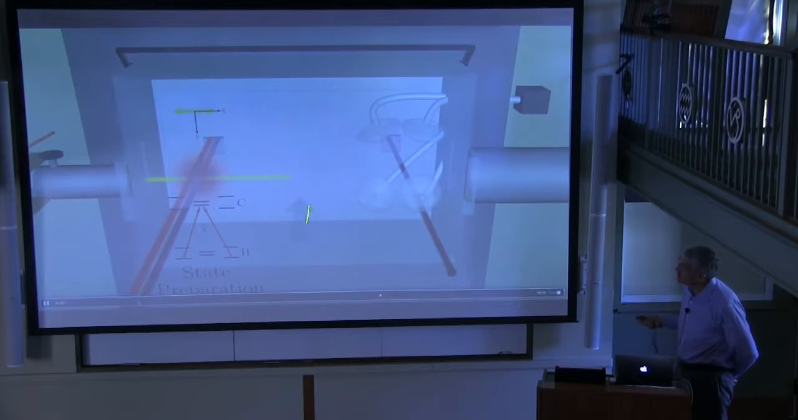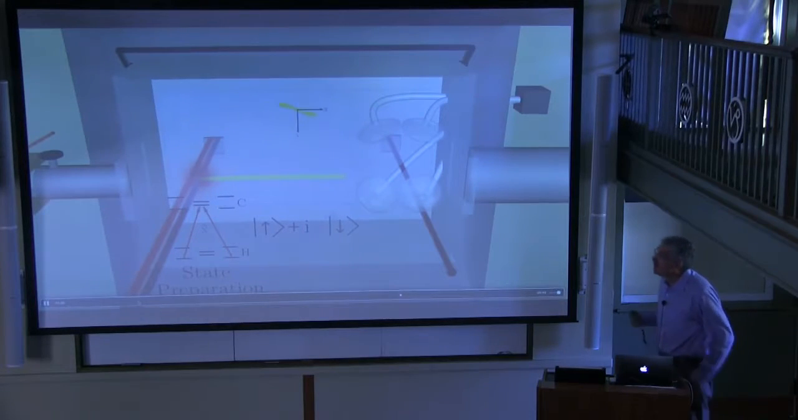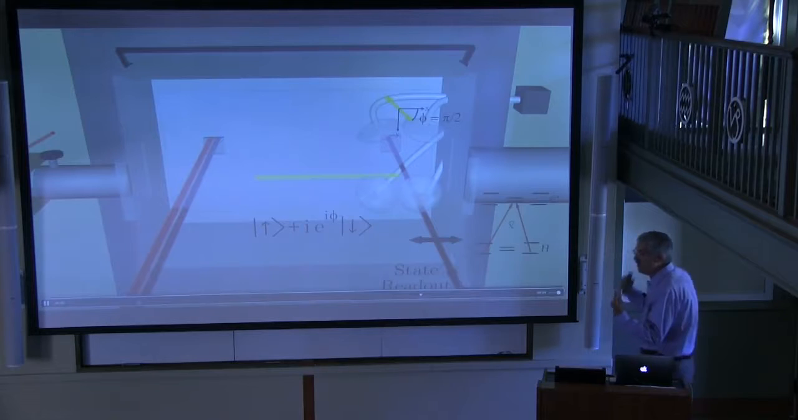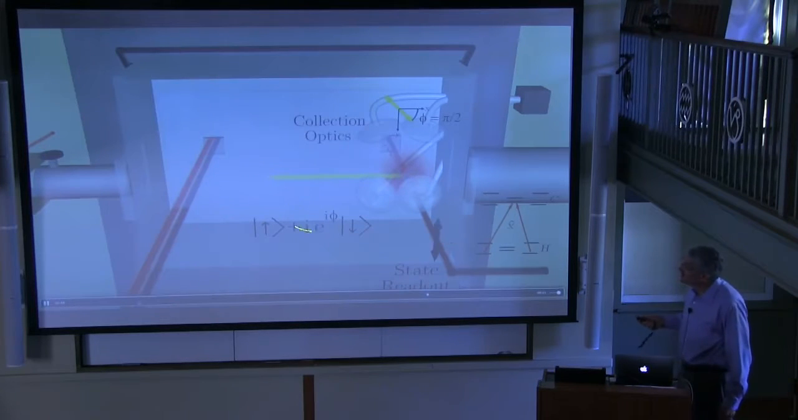Here in this region, we have parallel E and B fields. As the molecule travels from here to here, the interaction of the electron spin with the magnetic field, and the EDM with the electric field of the molecule, will give it a phase shift.